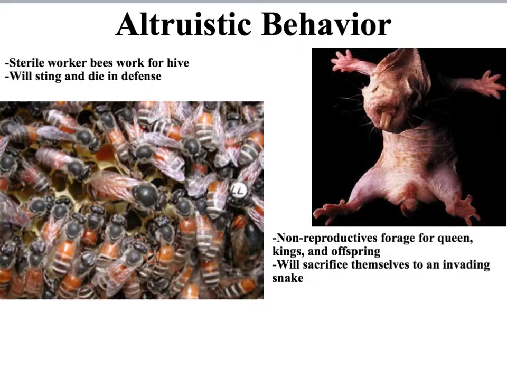The same is kind of true for these naked mole rats that live in underground burrows. So there are worker moles, and they don't reproduce at all. Instead, they find food for the queen and the king reproductives, and then the offspring. So they're kind of the feeders, not the breeders. And if something comes down into their burrow, they'll actually sacrifice themselves so that the reproductives aren't harmed.